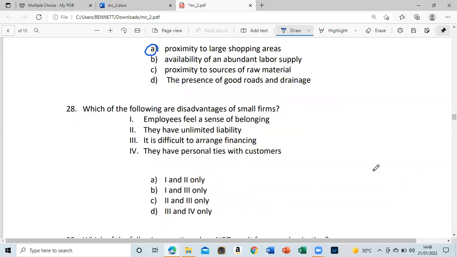Which of the following are disadvantages of small firms? 1, employees feel a sense of belonging. 2, they have unlimited liability. 3, it's difficult to arrange financing. 4, they have personal ties with the customers. I'm going to go with 2, they have unlimited liability, and 3, it's difficult to arrange financing. Quite so.